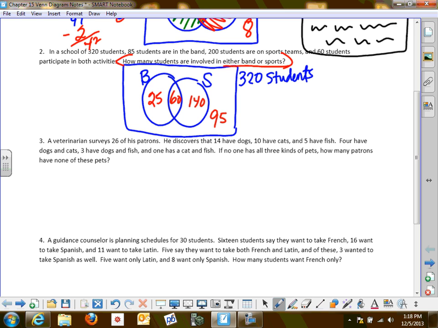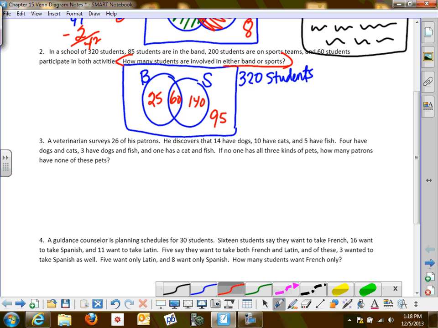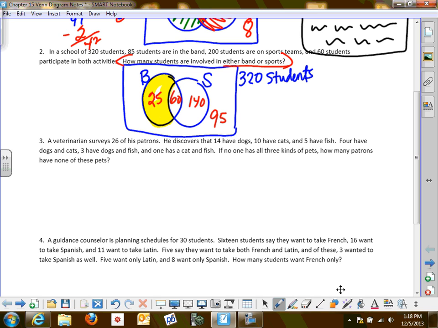And I need to teach you the language. The language here sounds like you are naturally thinking that it's this or this, but not both. But that's not true. I'm teaching you the language of statistics, and when it says either this or this, both is included in that also. So therefore the total in band or sports or both is how much? 225 students are involved in either band or sports. Okay? And there's your answer.